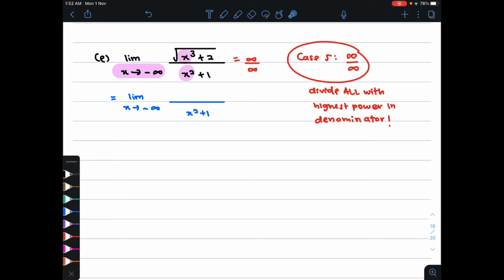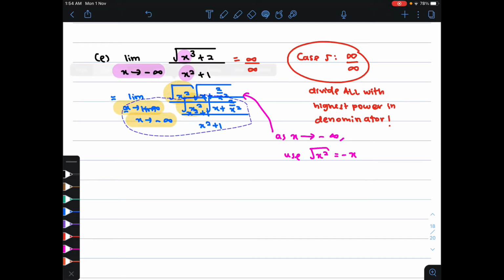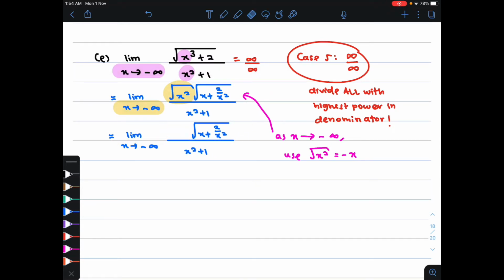So our aim is to get square root of x squared. Factorize x squared from x cubed plus 2, and we will get this, and then as per usual, rearrange to get square root of a times square root of b. As x approaches negative infinity, square root of x squared will be negative x. And now we can divide everything here with the highest power in the denominator, which is x squared.